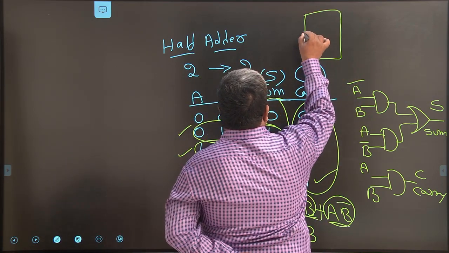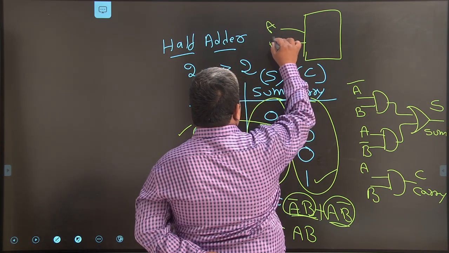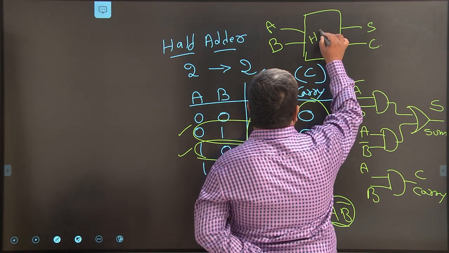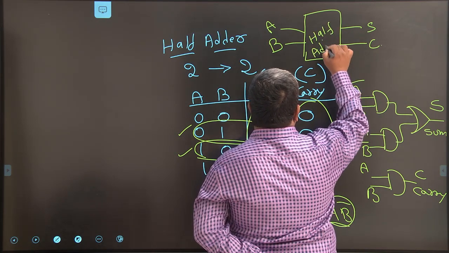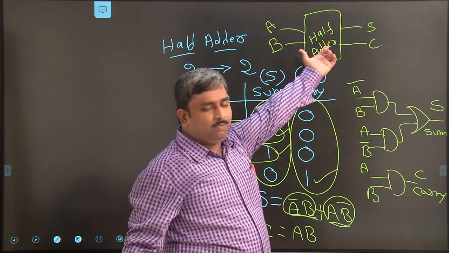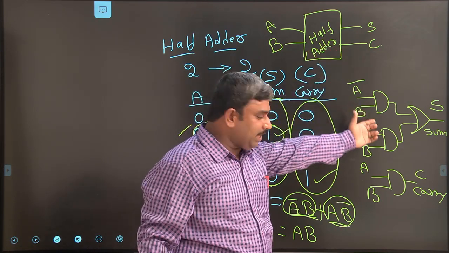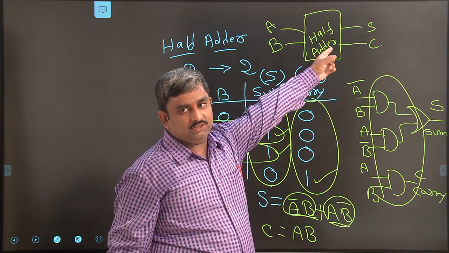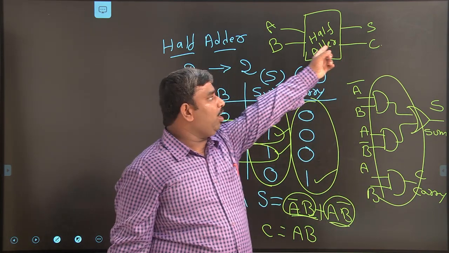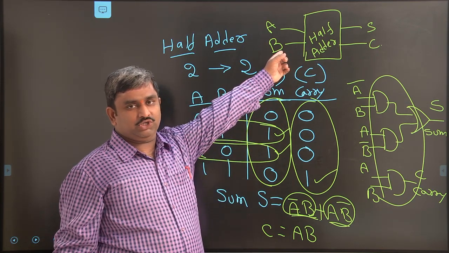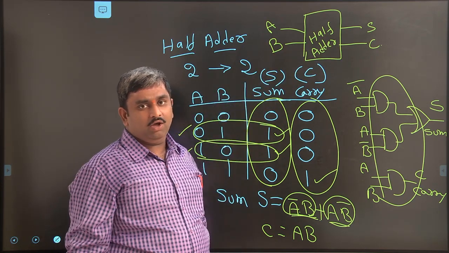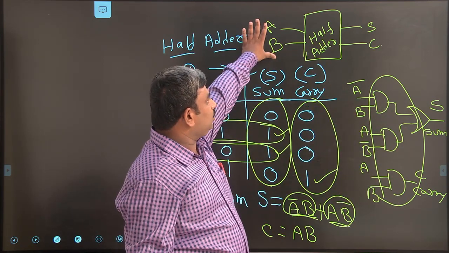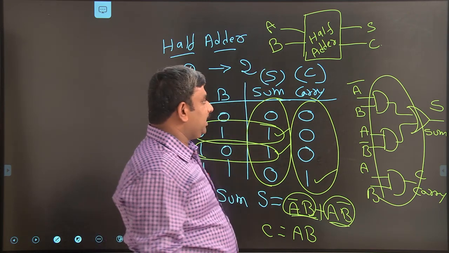So this is the half adder block diagram. This is A, this is B, and this is sum, and this is carry. In between I have the half adder. Under this box I have the complete logic diagram. This is the block view representation of the addition circuit. In this block diagram we have the sum circuit and carry circuit. So this is the generalized half adder block diagram representation.